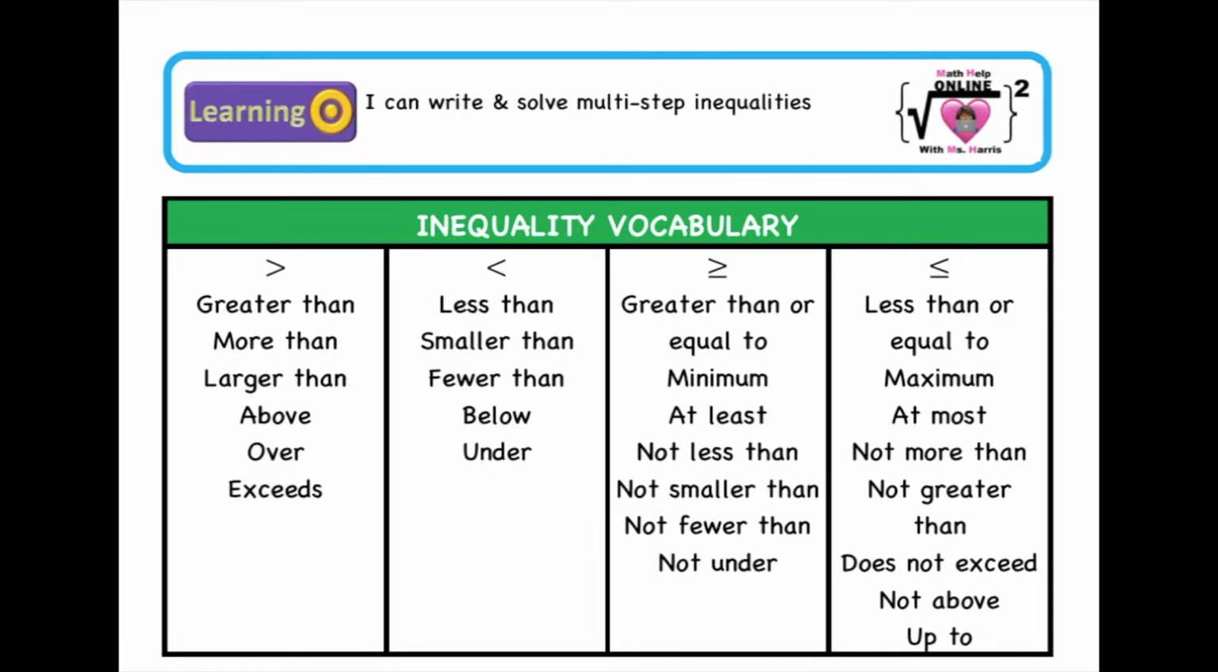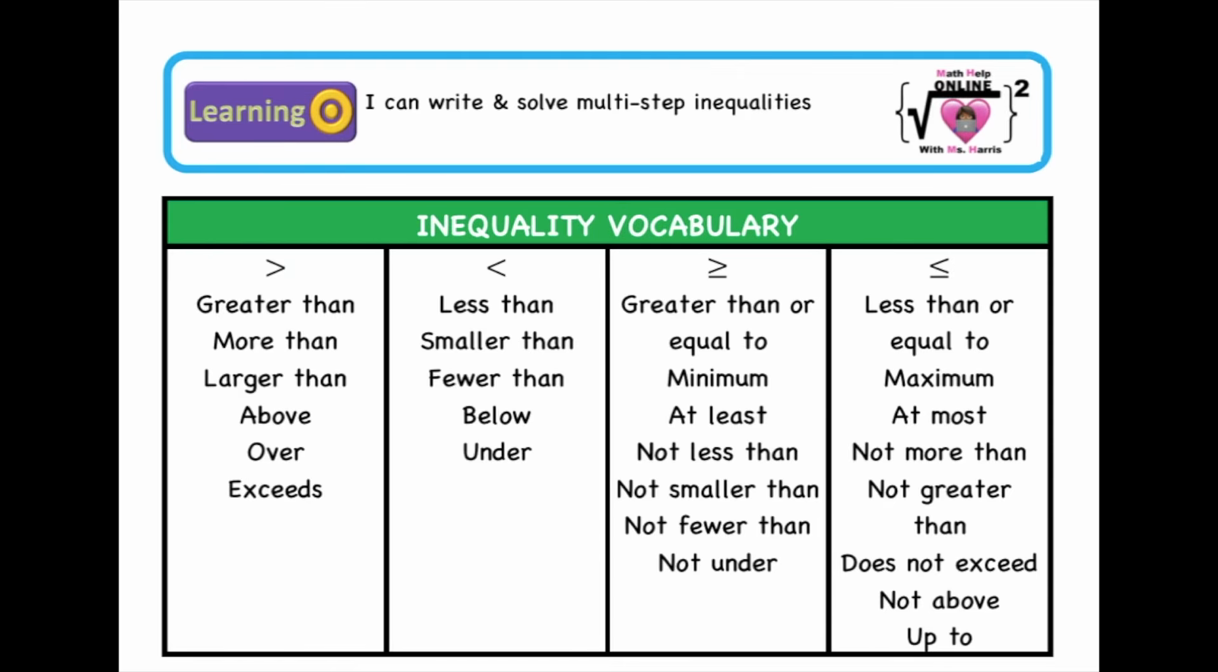I'm going to start today off just by going over some inequality vocabulary. So I want you to pause the video and just read over these vocabulary words. The first one is greater than. The second column is less than. The third column is greater than or equal to. And the last column is less than or equal to.